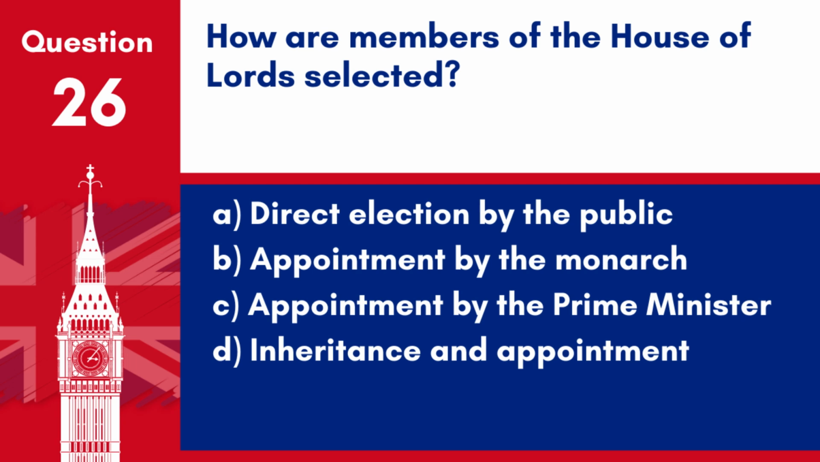Question 26. How are members of the House of Lords selected? A. Direct election by the public. B. Appointment by the monarch. C. Appointment by the Prime Minister. D. Inheritance and appointment. Answer: D. Inheritance and appointment. Members of the House of Lords are not elected. They inherit their position or are appointed.